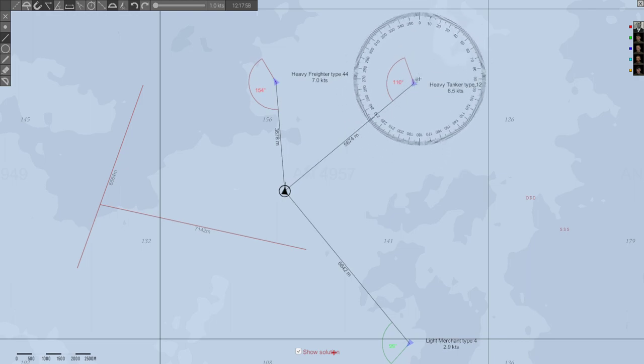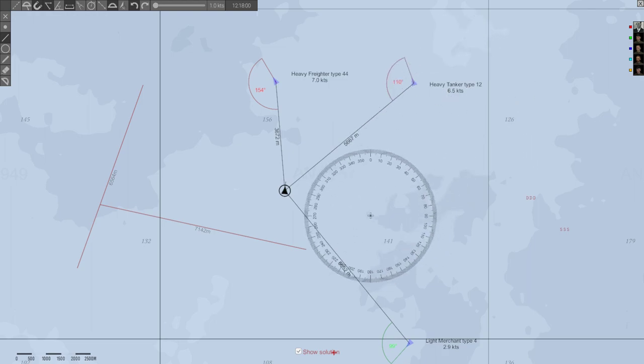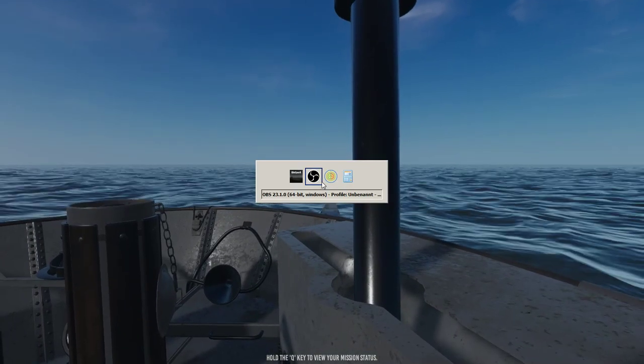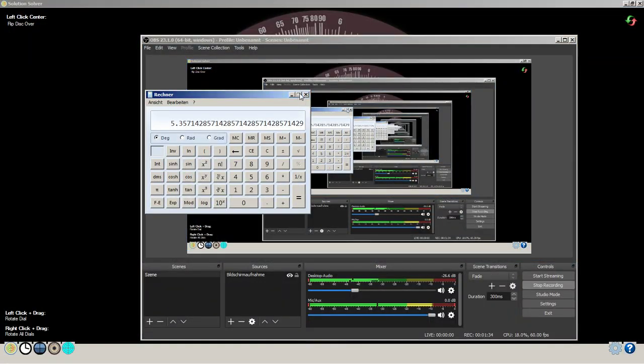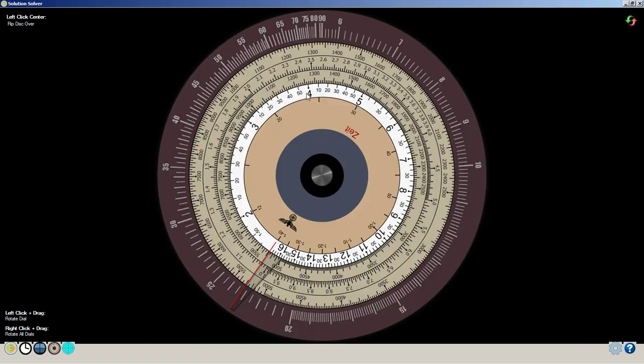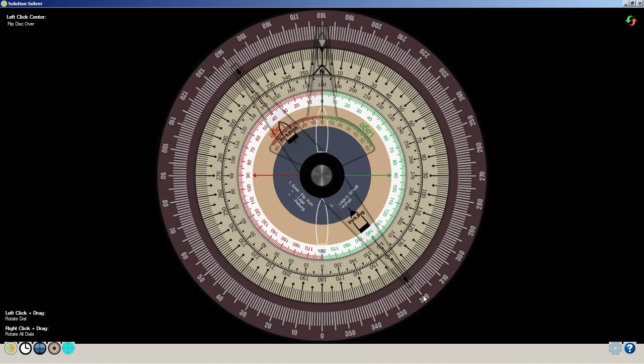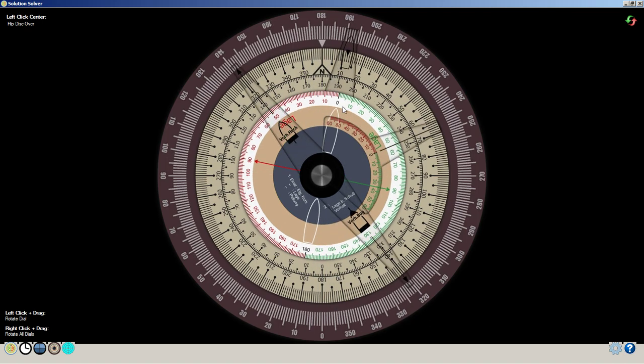We'll take this heavy tanker here as an example, and use the first and most basic functionality: the historical attack disk side, converting, or deriving, true course from angle on bow. Then we'll talk about the reverse, deriving angle on bow from true course.